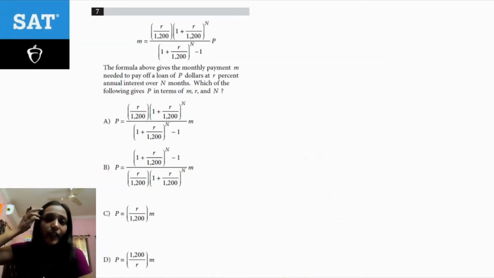Let's move ahead to the next question. Here we have this complicated looking formula which might look intimidating, but it says that the formula gives the monthly payment M that needs to be paid off a loan P. So P is your total amount that needs to be paid off, and M is the monthly payment. R is the rate of percent. Which of the following gives P in terms of M, R, and N?